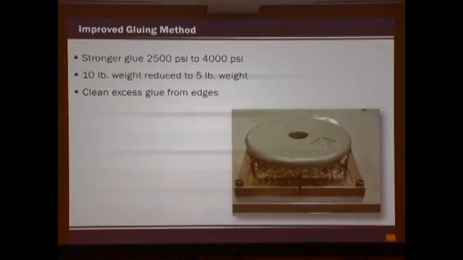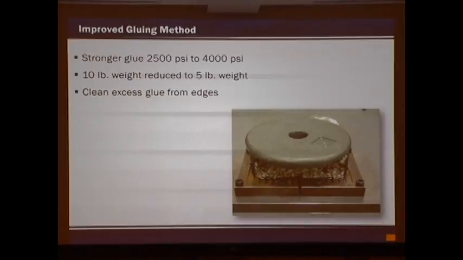Anyway, there was also an improved gluing method. We wanted to look at a stronger glue. That was one of the ideas UTEP had come up with, because we wanted to make sure there wasn't any slippage or breakage or cracking in the glue itself, that there was a strong bond between the plate and the specimen, so that we took all that out of the equation. And we found out that the 4,000-pound glue really did work better, and that's our thought.